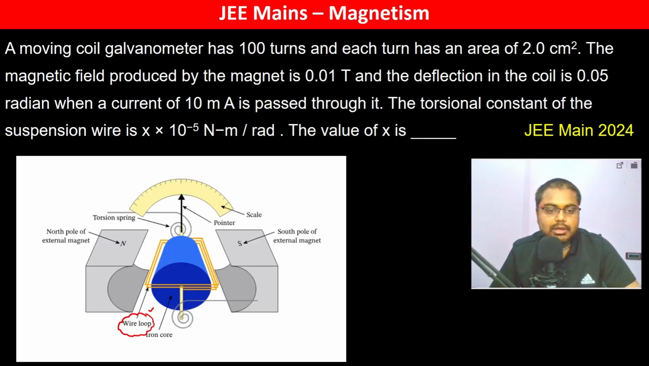Now if you see, the magnetic moment is going to be, like if suppose the current is flowing in this direction, okay, like this, then the magnetic moment is going to be upwards.